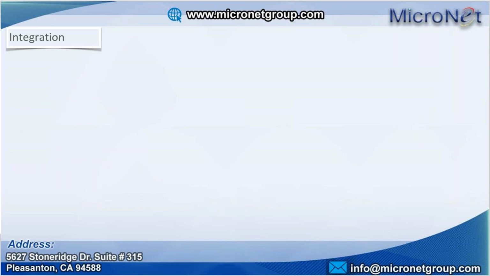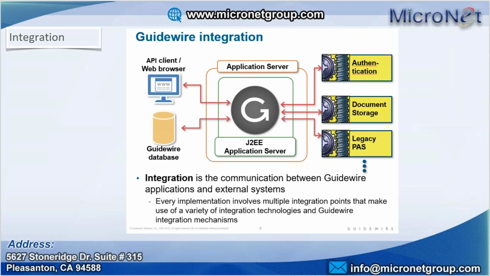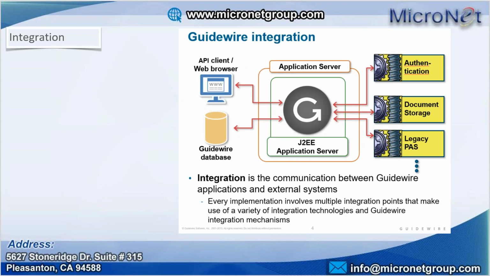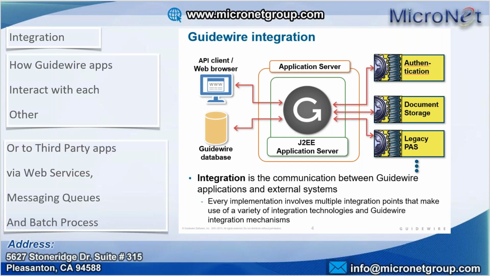On integrations now, when my application is working, I need to integrate with some third-party applications. Suppose in Guidewire, how my policy is talking to billing, claim is talking to policy. I have to work with these integration methodologies. Guidewire uses standard open source technologies for integrations, like how Guidewire interacts with other applications. It uses web services, messaging queues, batch processes. Those are the core topics which Guidewire uses to interact with different applications.